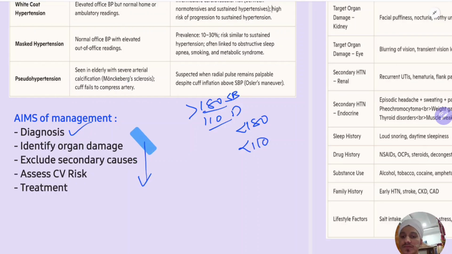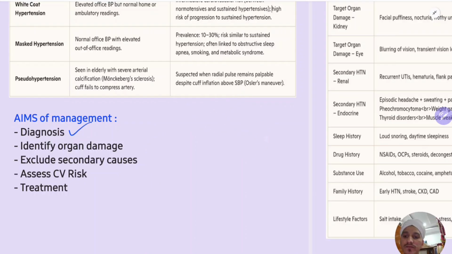So first you have diagnosed, then what you do, you take history and examination from the patient. Then investigation. By taking history, physical examination, and investigation, you identify the type of hypertension, whether it is primary or secondary. Okay, then second, you identify whether you find anything in history, physical examination, and investigation, findings of target organ damage. Then you exclude the secondary causes.